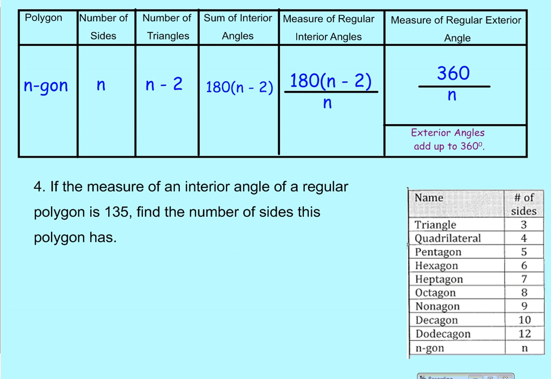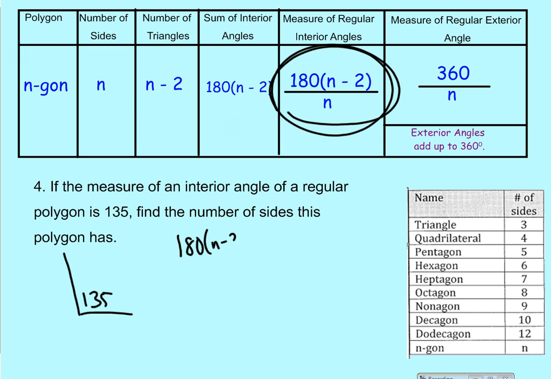So if the measure of the interior angle of a regular polygon is 135, find the number of sides that the polygon has. So we're looking for the number of sides. So the interior angle of some polygon is 135. So we know that each angle is going to be 135. So here's what I use. I use this guy because this is going to tell me exactly what each one is. So I know 180 times n minus 2 divided by n is going to equal 135.